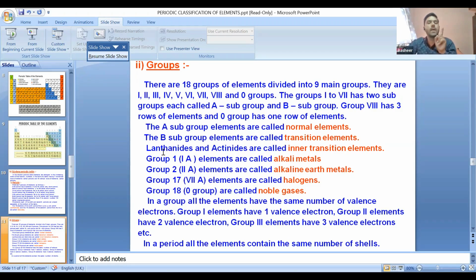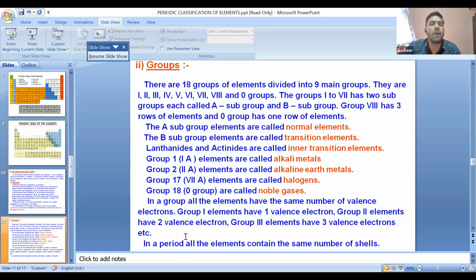The group 1 elements we call alkali metals, the first one on the left hand side. The second group on the left hand side is known as the alkaline earth metals. And group 17, the second last on the right side, is known as the halogen group, because they are also called the electronegative elements. And the last, group 18, called the 0 group, means they are fully satisfied. They don't want anyone, and they don't entertain anyone because they are fully satisfied with the full octet.